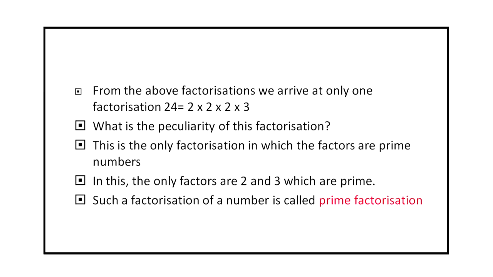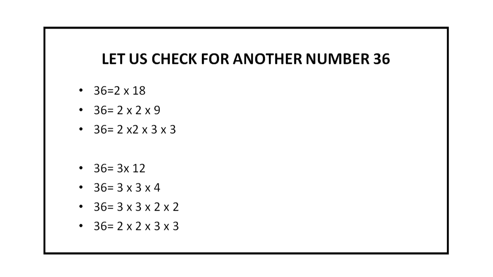This is the only factorization in which the factors are prime numbers. See, the number 2 and number 3 are called prime numbers. In this, only the factors which are prime are taken here. That is why this method is called prime factorization method. Thus, in prime factorization method, prime numbers which come as factors are multiplied in order to get the given number. Let us check for another number, 36.